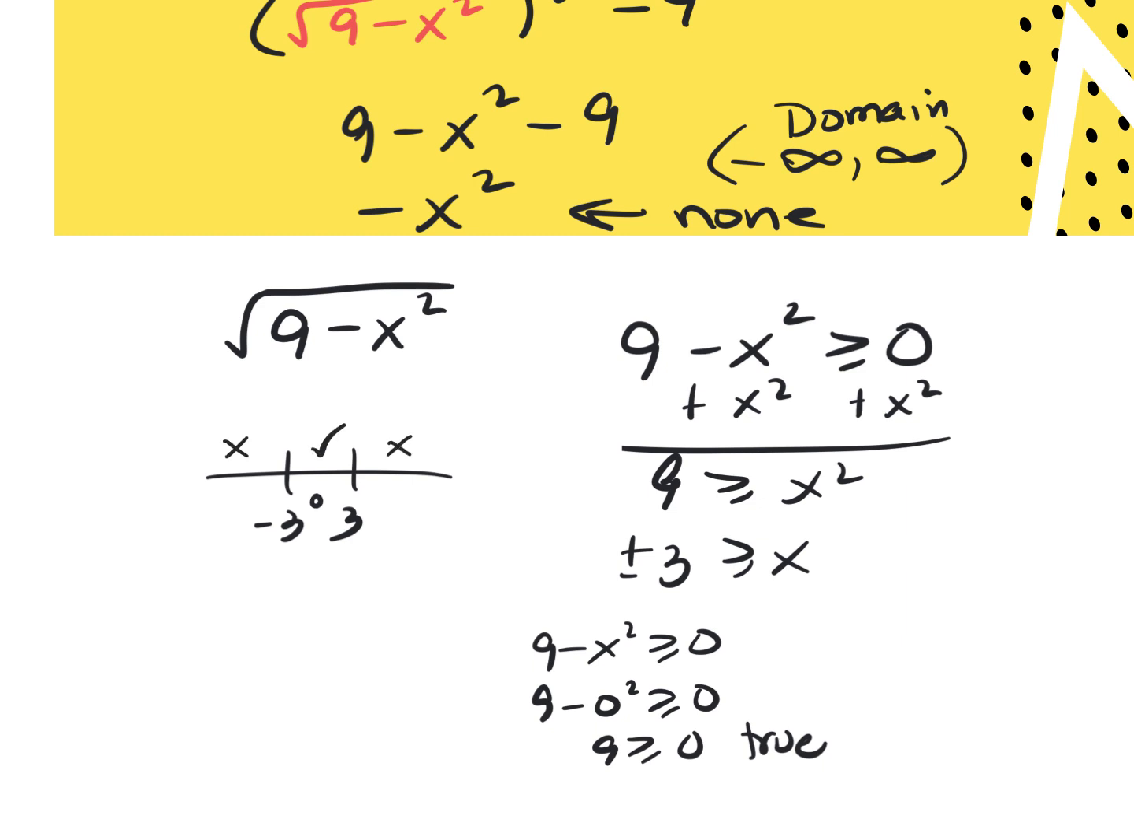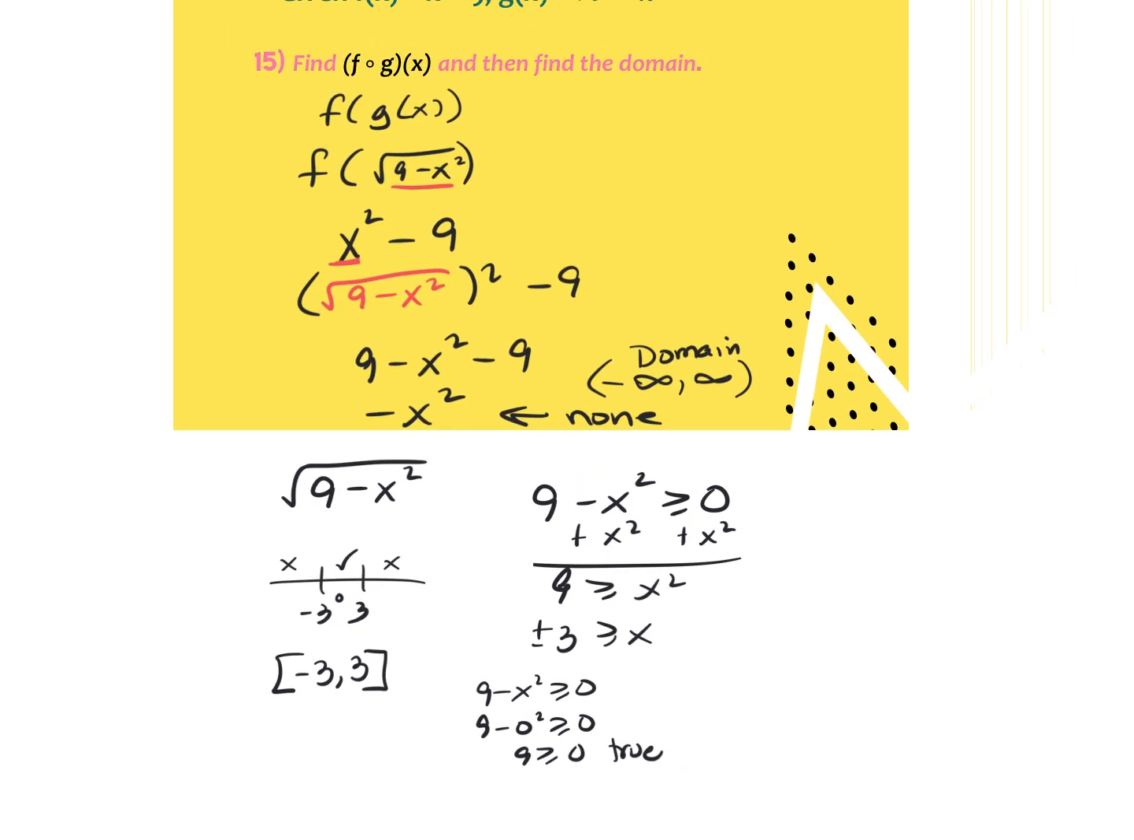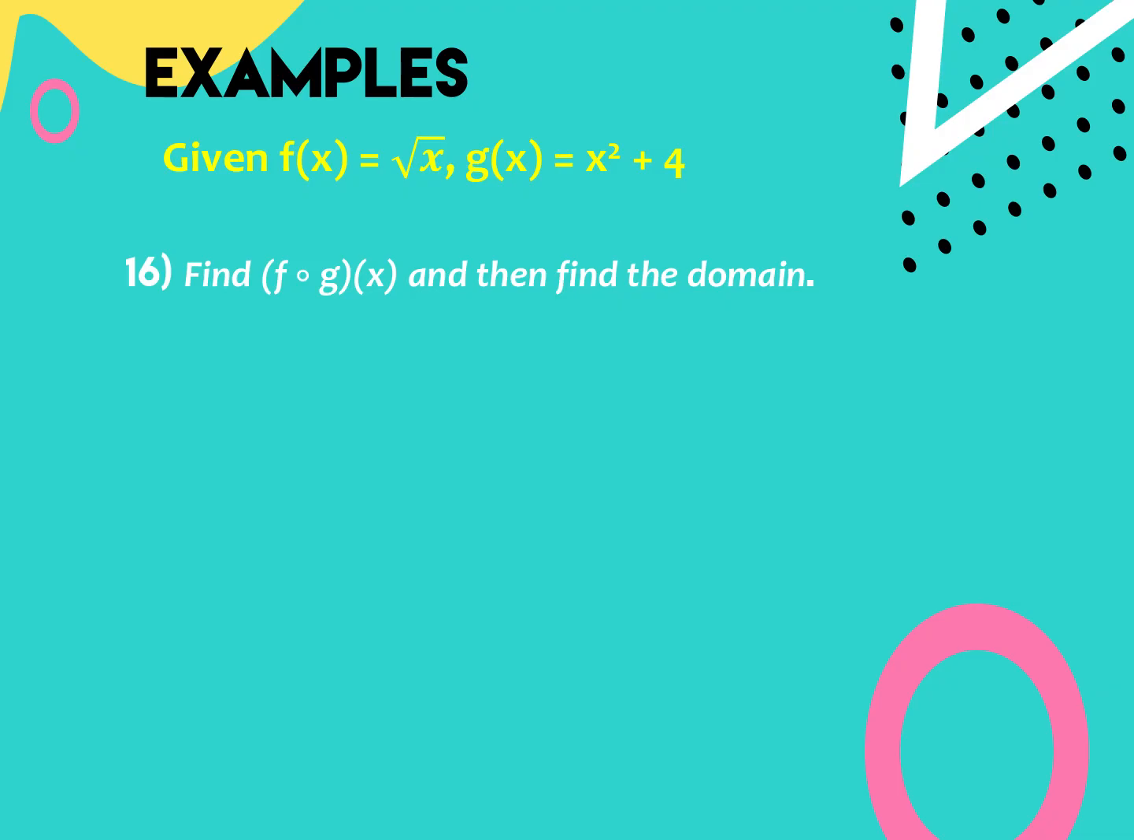So my domain for my input function, my g of x function, is going to be from negative 3 to positive 3. So the domain of this, because I have to also take into consideration my input function, not just the final composite function, the domain of this function is going to be from negative 3 to positive 3.